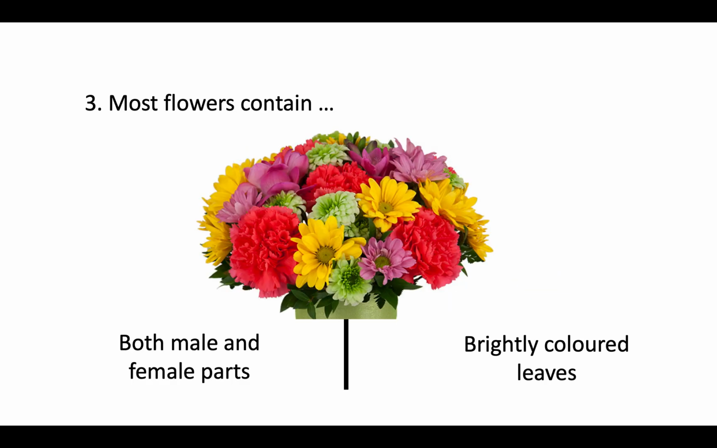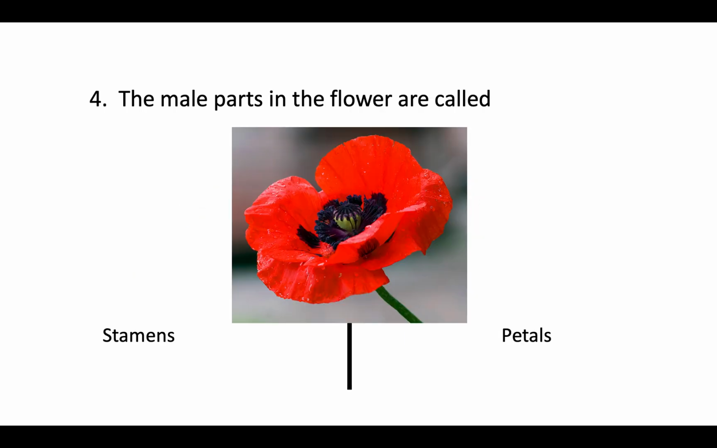Number 3, most flowers contain both male and female parts in A, or is it B, brightly coloured leaves? What do you think, A or B? You should know that one. It's A.